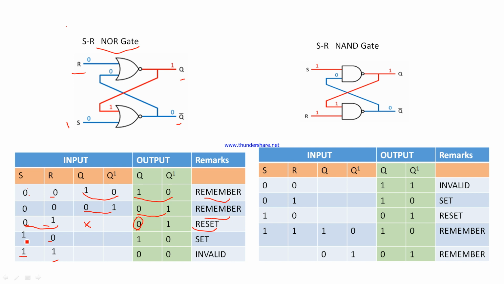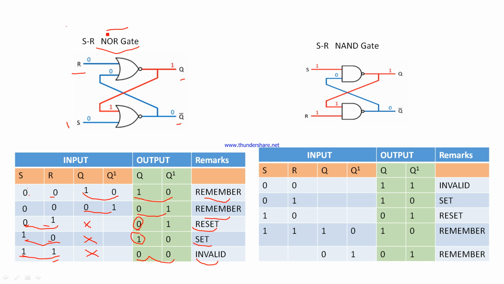Next possibility, the third possibility, if we put S 1 and R 0, whatever we assume for Q, either a 0 or a 1, the output Q is always a 1. So we call that a set state. And the last possibility, S 1 and R 1, whatever we assume for Q, either a 0 or a 1, the output Q and Q dash is always 0, 0, and we call that an invalid state.